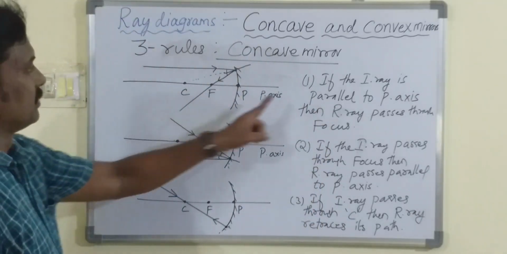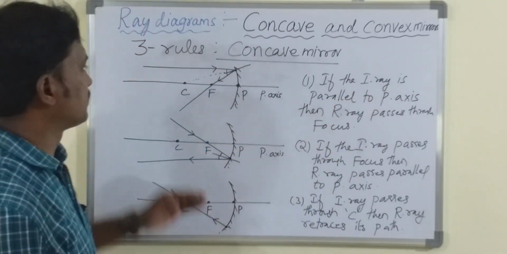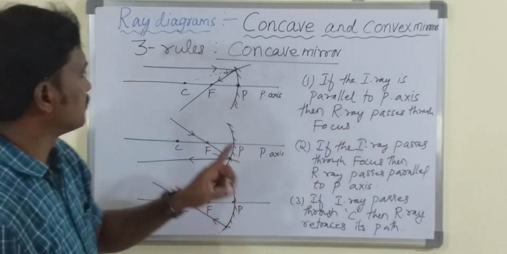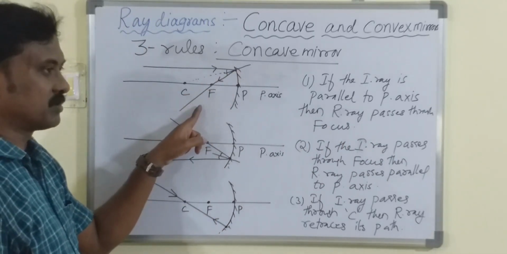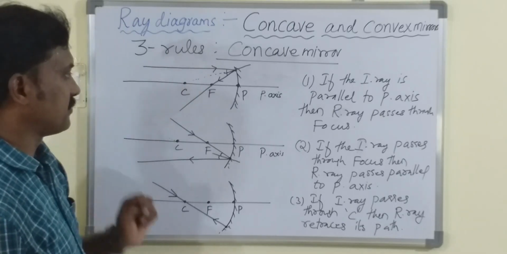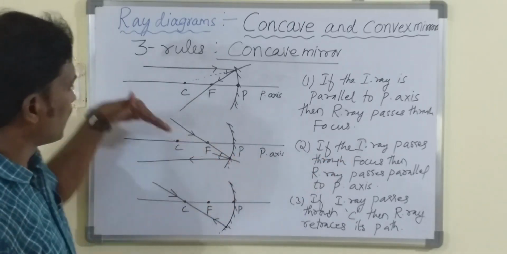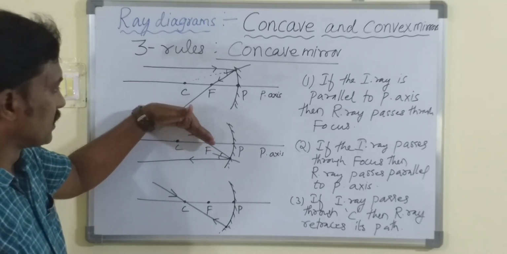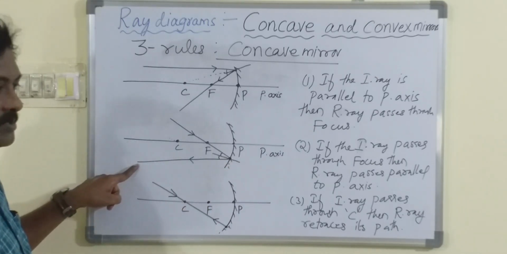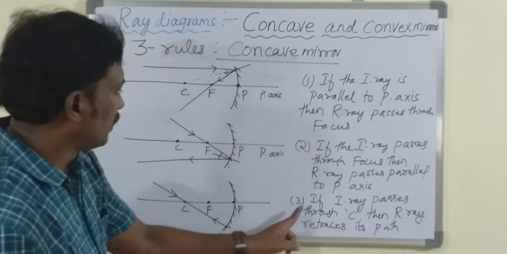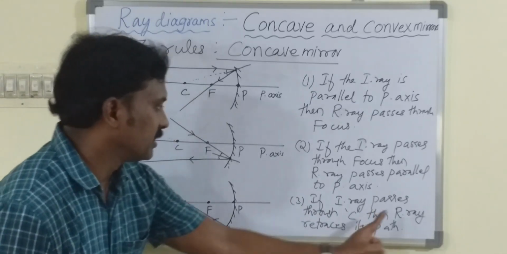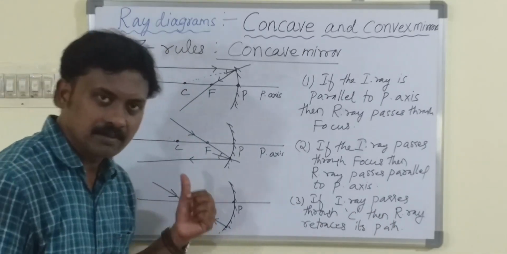So look at this. If the incident ray is parallel to principal axis, that is when the light ray is parallel to principal axis, then the reflected ray passes through focus. The reflected ray will pass through the focus. So you have to keep in mind here, the angle of incidence is equal to angle of reflection. Now, second case. If the incident ray passes through focus, then the reflected ray passes parallel to principal axis. This is the reflected ray passing parallel to principal axis. Now, if the incident ray passes through C, that is center of curvature, then the reflected ray retraces its path.